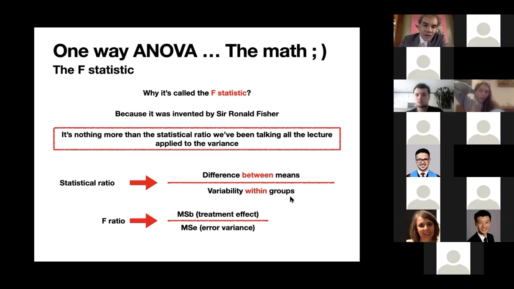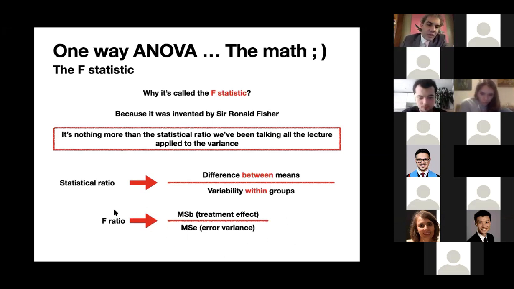In this case, what's my difference between means in ANOVA? I took my between groups, in this case my mean square of between groups. And what's my variability within groups, or my error? The mean square of my within groups. Between groups, within groups. So that's my F ratio.